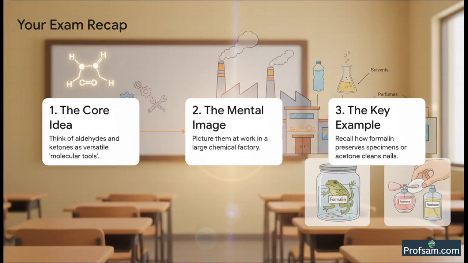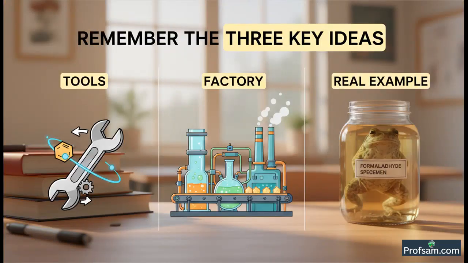Number 1, always think of them as versatile molecular tools. Number 2, keep in mind the mental image of the chemical factory with different departments. And number 3, remember a key example, like how formalin preserves a specimen or how acetone is used as a solvent. If you can just hold on to these 3 simple ideas, the versatile tools, the busy factory, and one solid real-world example, I can promise you this entire topic will feel much more manageable and much lighter when you are preparing for your exams.